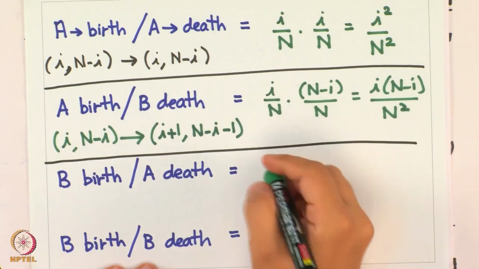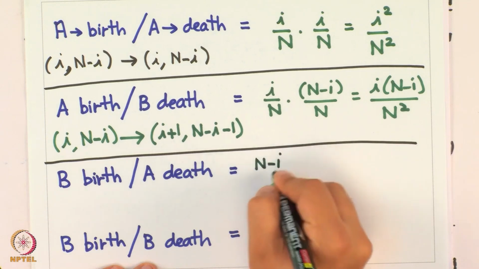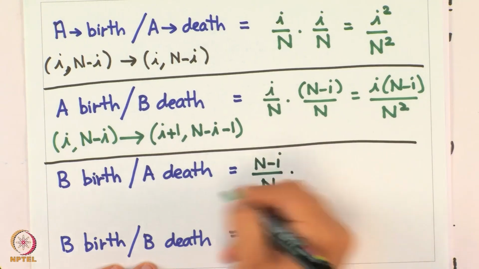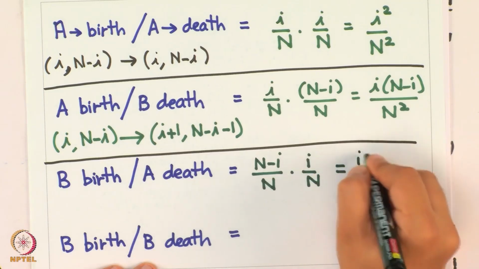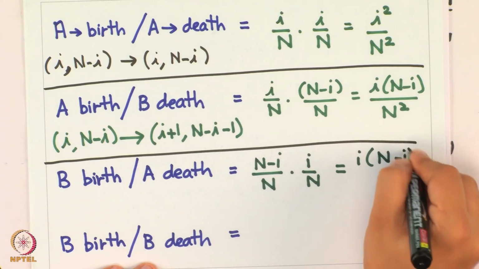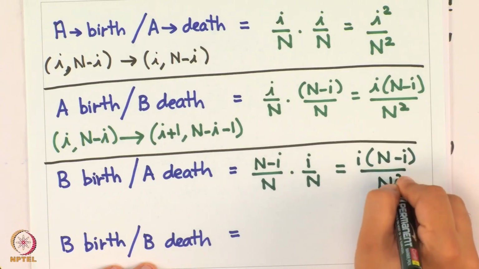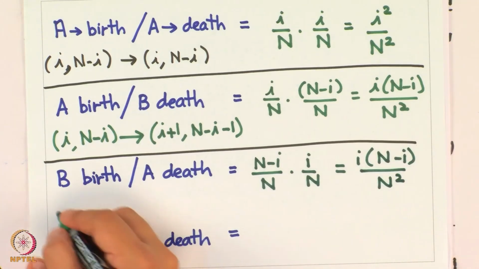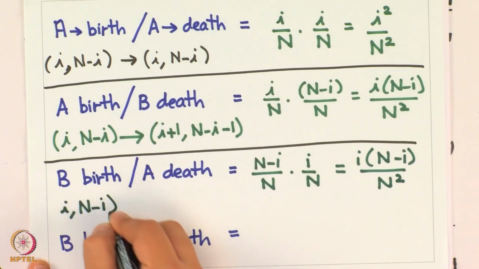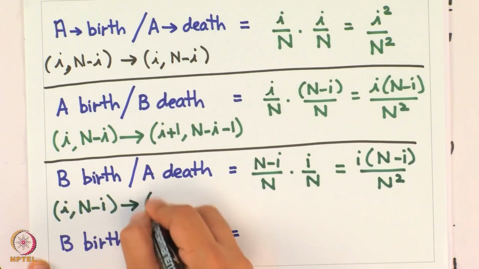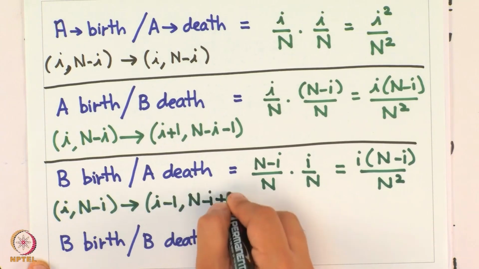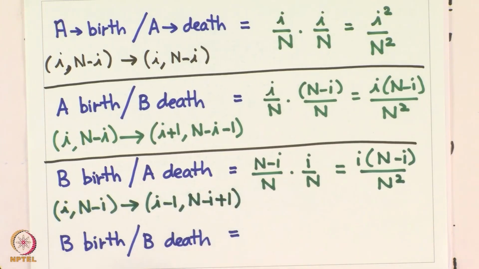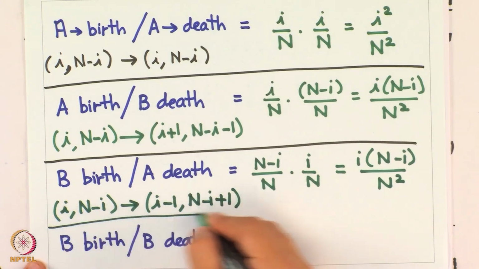B for birth is just going to be n minus I divided by n, and A for death is just going to be I by n. That gives me the same probability, I into n minus I by n square, and the state of the system here changes from I, n minus I to I minus 1, n minus I plus 1, because it's the number of B individuals which has gone up by 1.